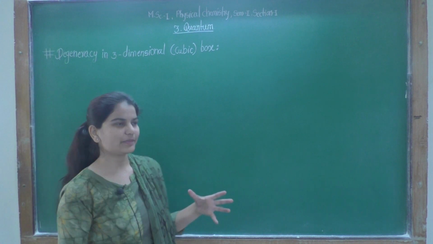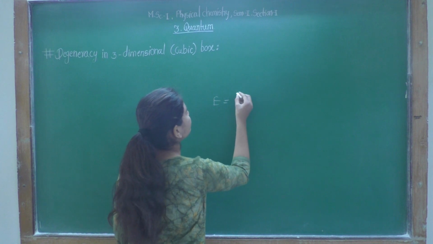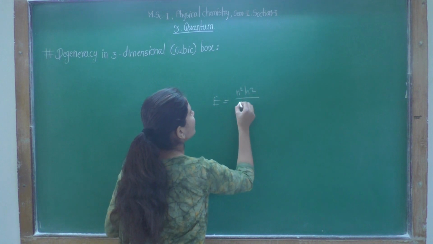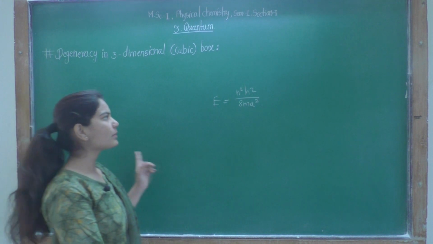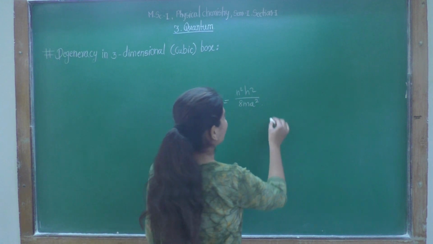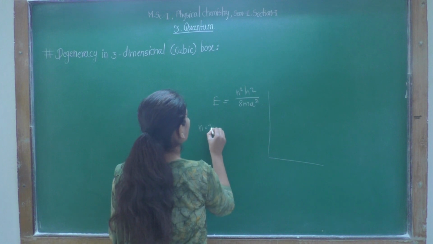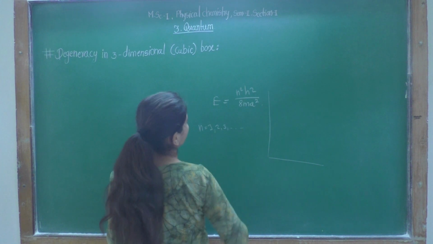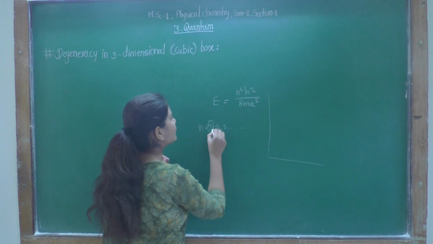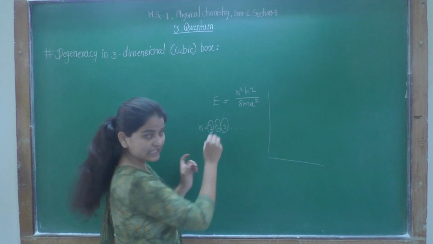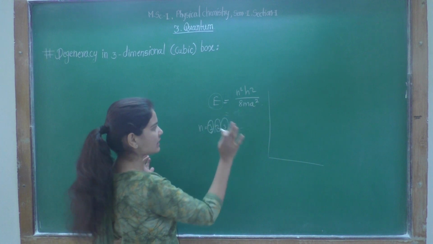First of all, let's compare in 1D box. What is the formula for energy in 1D box? E equals n square h square upon 8ma square, right. This was the formula for particle in 1D box, and n has values 1, 2, 3 up to infinity. So at every value of n, that means at each state, there was only a single value of energy, right.